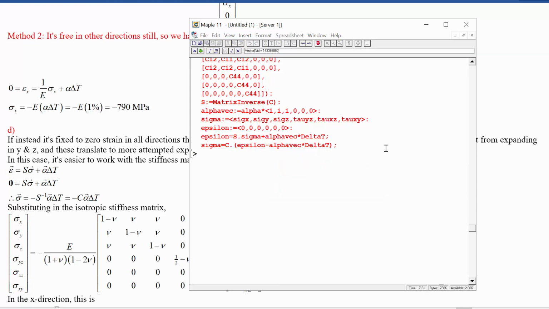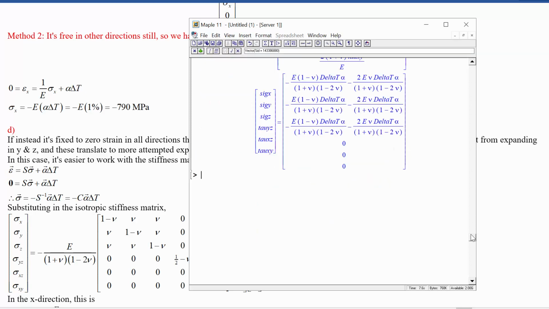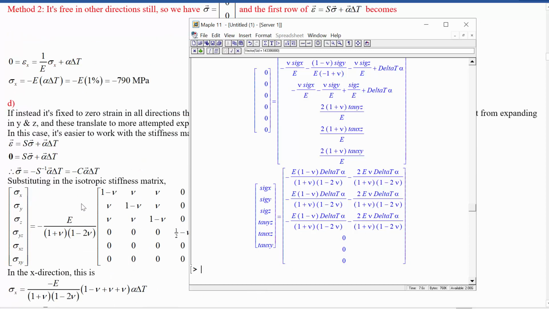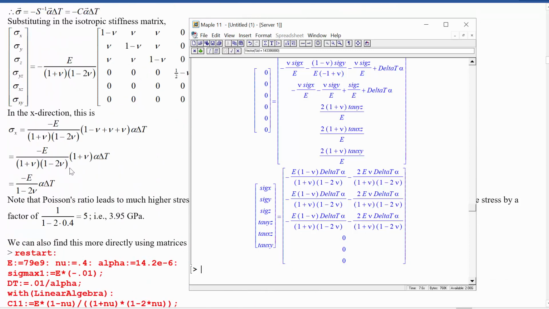This is what we get after rearranging this one, solving it for sigma and multiplying by the inverse of s. Okay, so this equation is a little bit more convenient because it immediately shows us what sigma x is in terms of the other parameters. This is looking a little bit messy, so let's see if we can simplify it and get it to do that same simplification that we found when we were doing things analytically of canceling out this 1 plus nu with the 1 plus nu in the denominator.